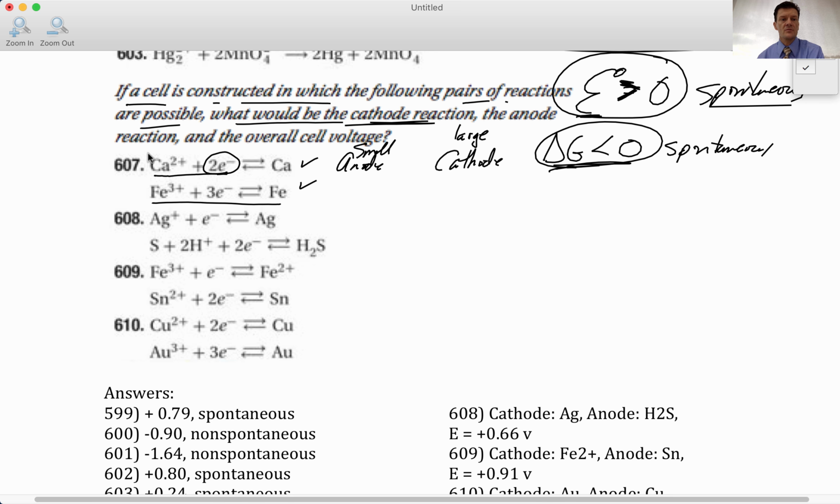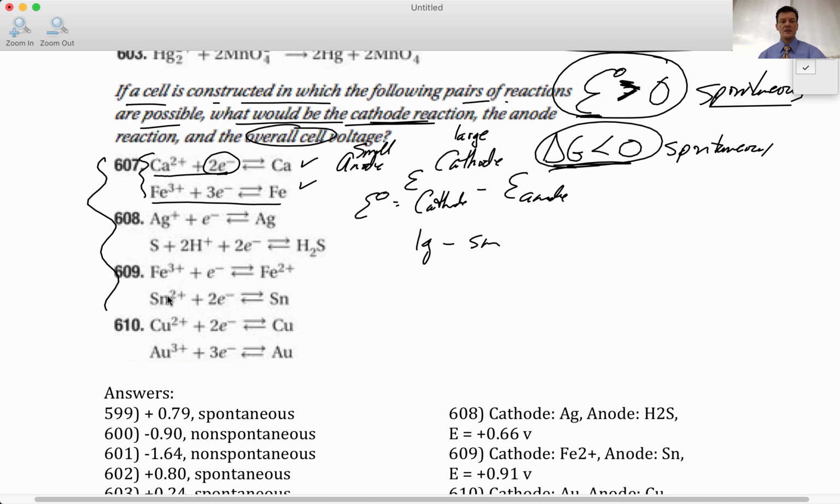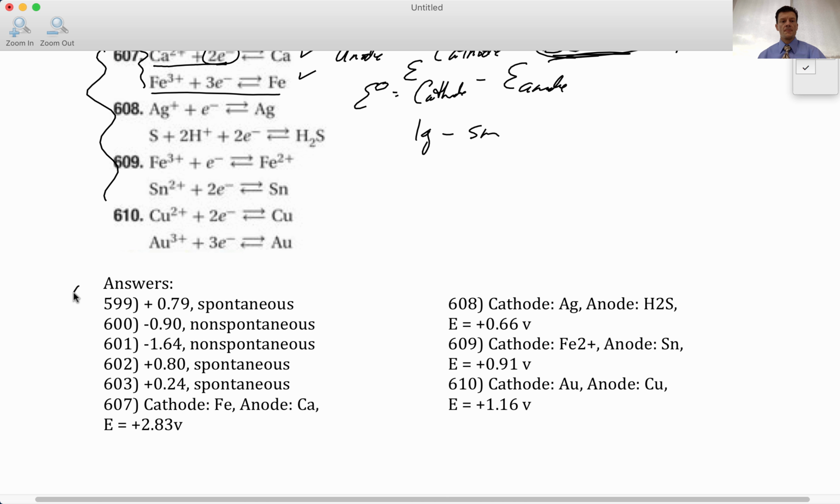And I don't know which one is larger, which one is smaller. And then, to find the overall cell voltage, you always take the E of the cathode minus the E of the anode. It's always large minus small. Okay? So practice with these here and check your answers down below.